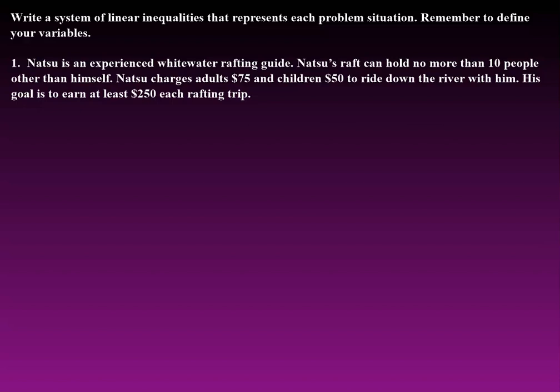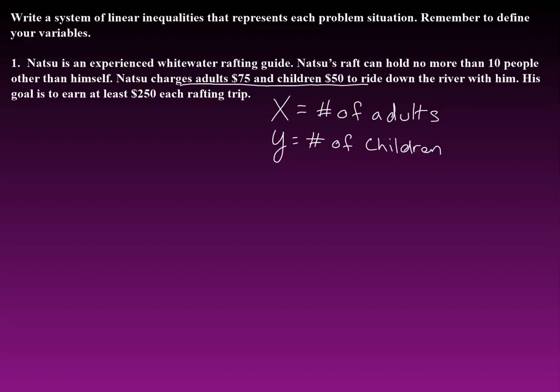So we're going to start off by defining our variables. I'm going to go ahead and go x and y. X is going to equal the number of adults, and y is going to equal the number of children. I get this from the problem where it talks about what he charges. He charges $75 for adults and $50 for children. So that's how we figure out what my x and y are.